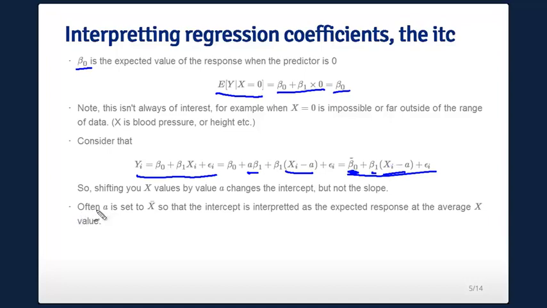And often what you do is set a to be the average of the x's, so the intercept is interpreted as the expected response at the average x value in your data. That's how you can often shift your data so that your intercept actually has meaning.